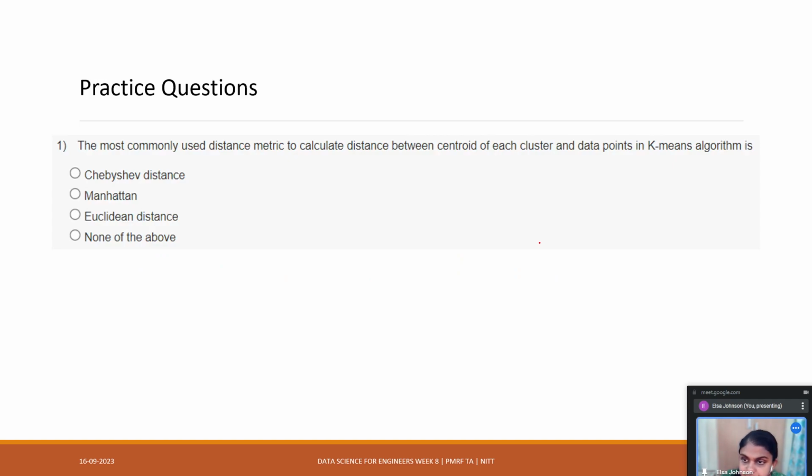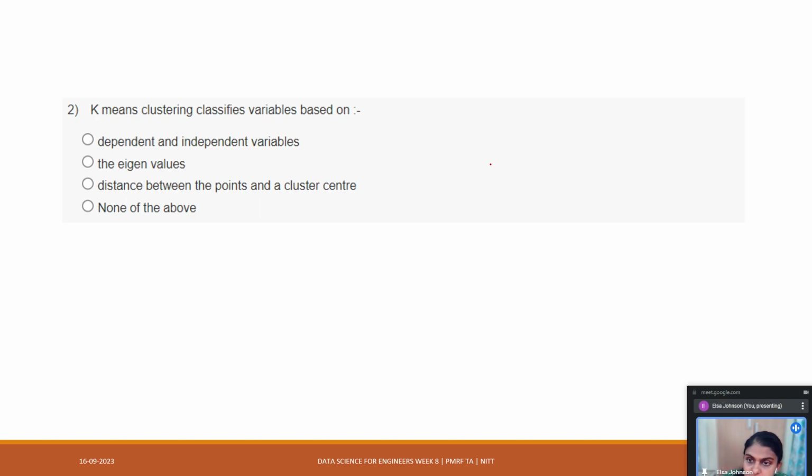Okay, now some practice questions. The most commonly used distance metric to calculate the distance between the centroid of each cluster and a data point in the k-means algorithm is A, B, C, D. Okay, that's right, Euclidean distance. K-means clustering classifies variables based on... Okay, that is true, the distance between points and a cluster center.